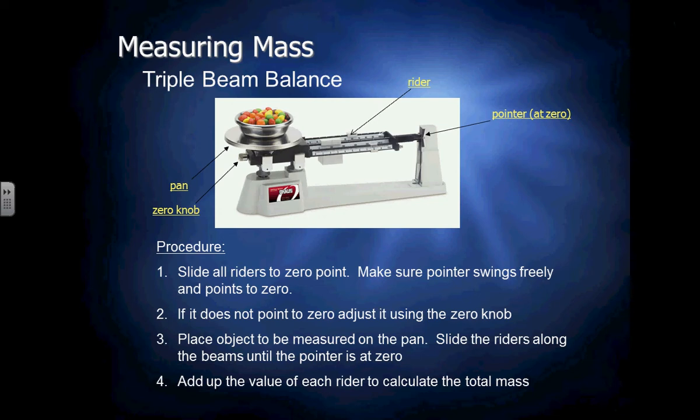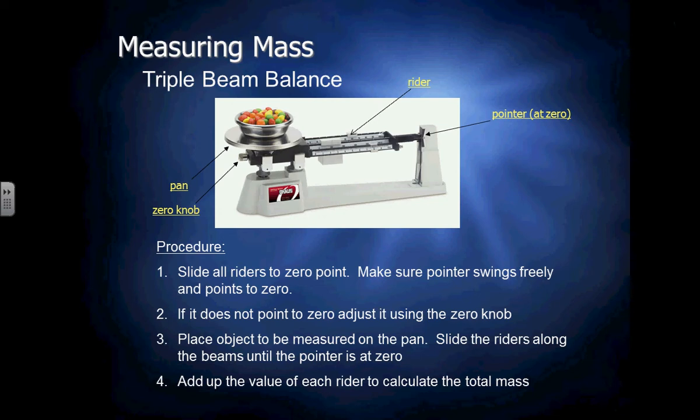This one, the largest rider and the second largest one, they have notches. And the rider has to be in a notch in order for this to work, you'll see. But this last one just slides freely up and down. And so again, I move that one until this balances out at zero. And then I can read.